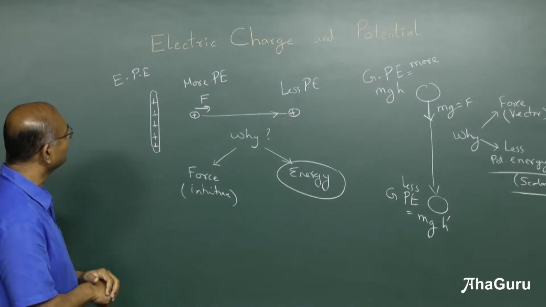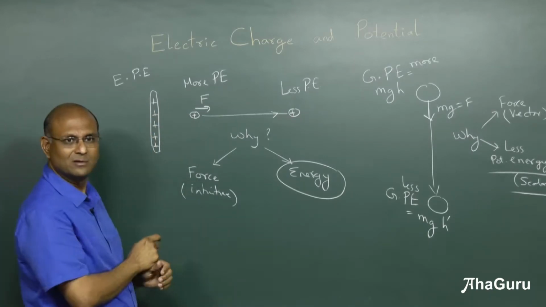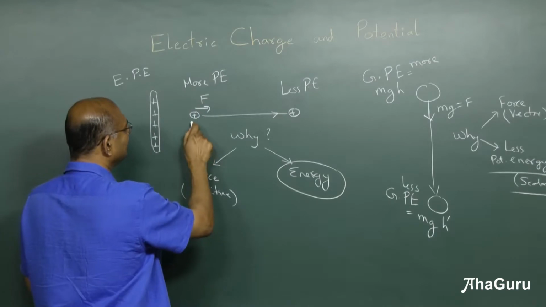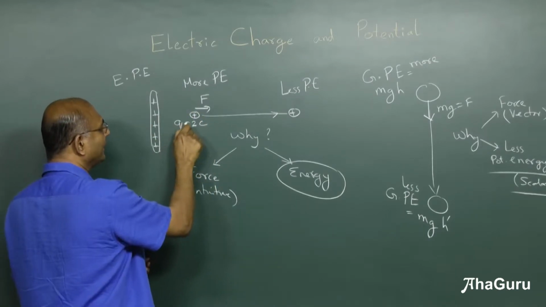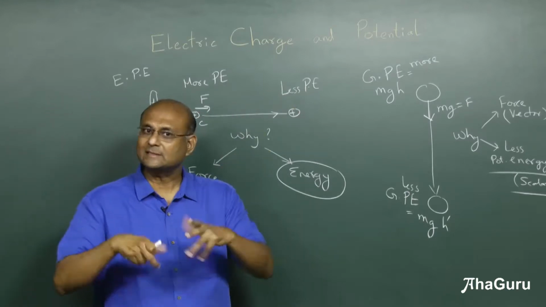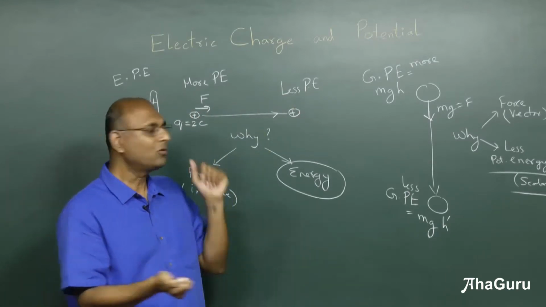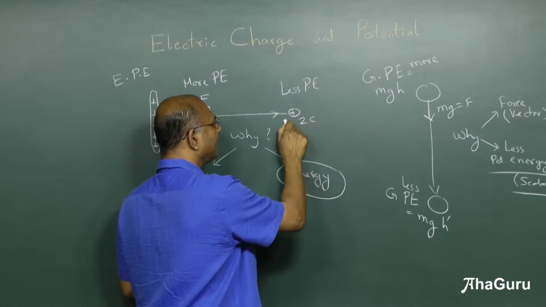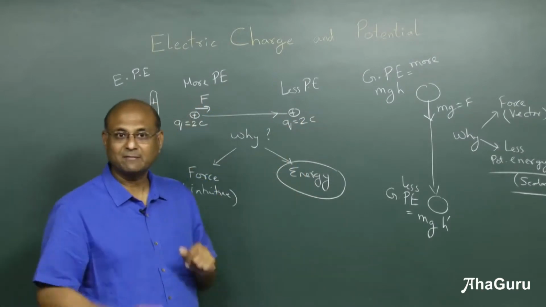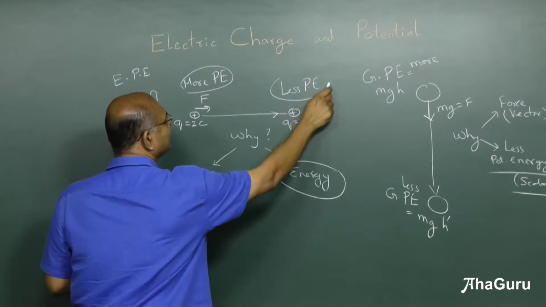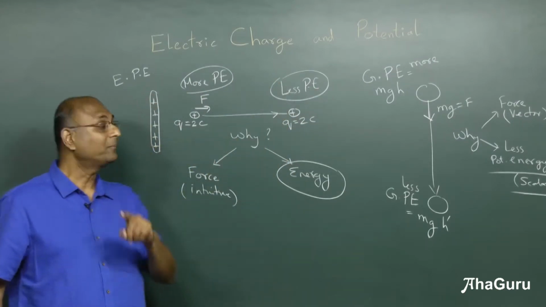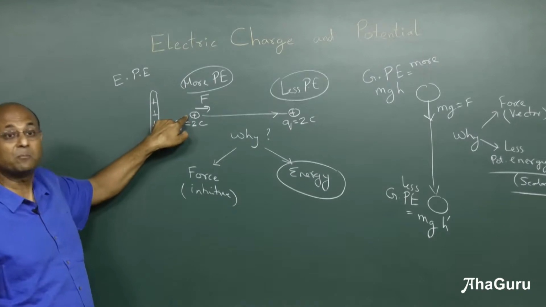Let us think about it. It is the same charge, no? So let us say that this was a charge of 2 coulombs. It is the same Q here. When the charge goes from here to there, has the charge changed? No, it is still 2 coulombs, still Q. Charge does not suddenly vanish. Then why does it have more potential energy here and less potential energy there? Because potential energy depends on position.